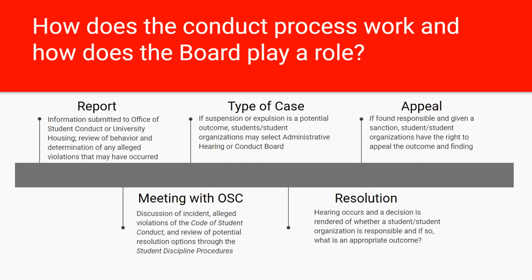If suspension or expulsion is a potential outcome, the student or student organization may select an administrative hearing or a conduct board hearing. If the student or student organization chooses a conduct board hearing, the board will convene for the hearing and a decision will be made of whether a student or student organization is responsible, and if so, the board will determine the appropriate outcome. Finally, if a student or student organization is found responsible and given a sanction, they have the right to appeal the outcome.